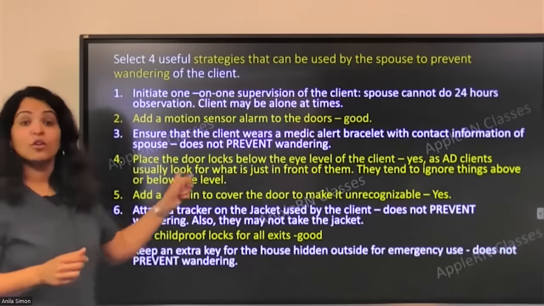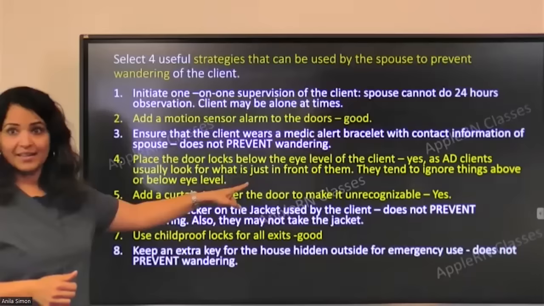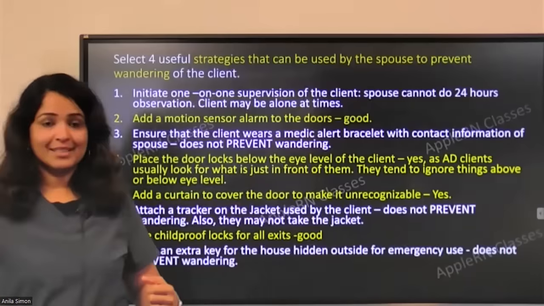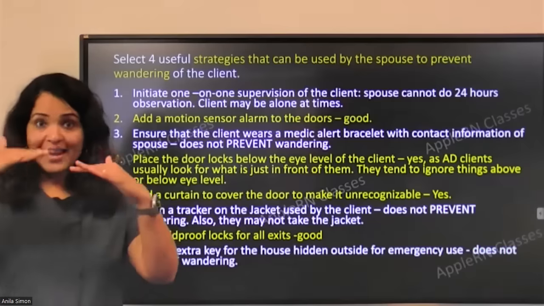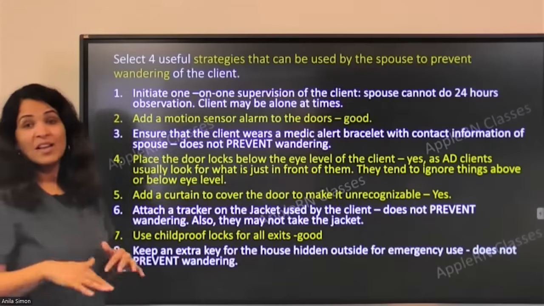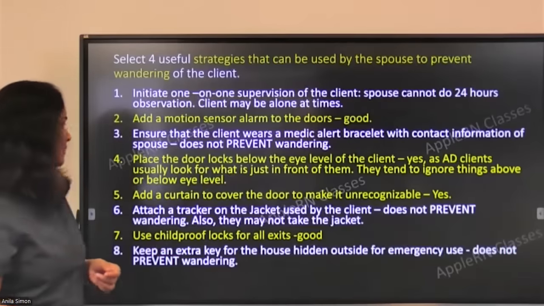Now, the fourth one is good. Place the door locks below the eye level of the client. When you're going for it, you usually just try to open whatever you see on your eye level. But if it is just a little bit below, they may ignore it. That way they won't get out. Okay, so that's the plan.